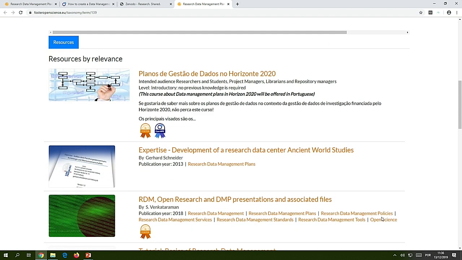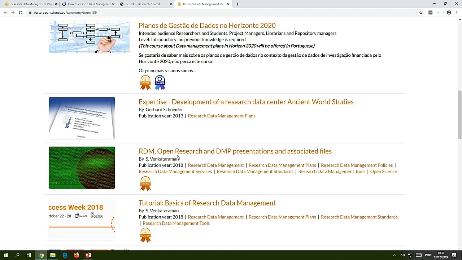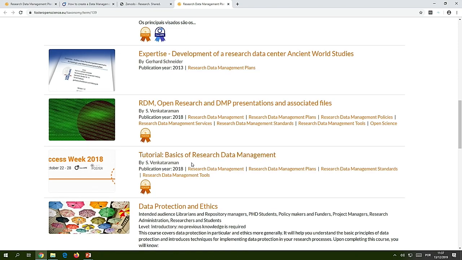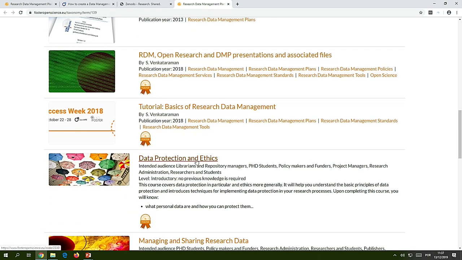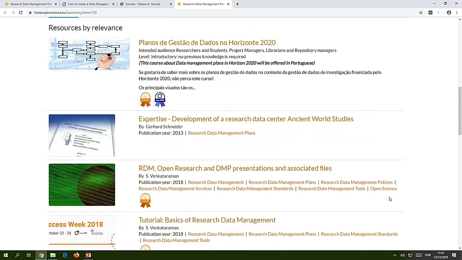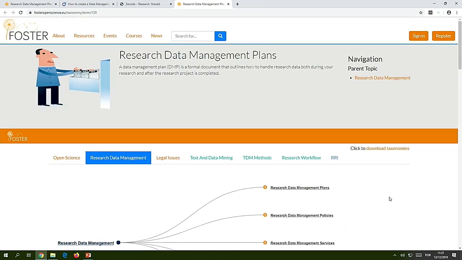And here you can also find resources if you scroll down, and for instance, on the topic of open research and DMP presentations, you have different views, and you also have videos on the basics of research data management. Okay, and here I think we will probably appreciate this. There's a specific point about data protection and ethics. I will not go into detail on this topic, the relation between data management and ethics. That would be a different webinar, and we do not have the time today to cover all these aspects.